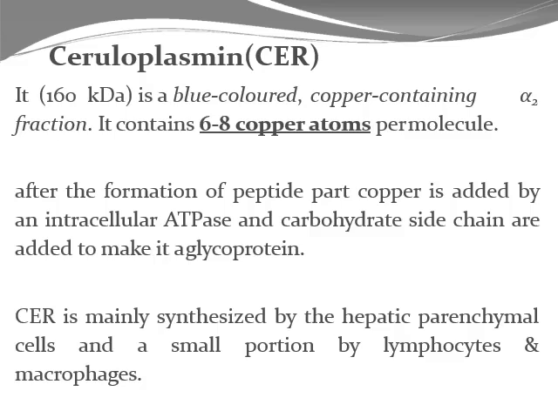The next one on the plasma protein is something known as ceruloplasmin, or CER. It's a blue colored copper containing protein. It's a part of the alpha 2 globulin, and it contains 6 to 8 copper atoms per molecule. Mainly they are synthesized by the hepatic cells, that is liver cells, and also a small portion can be synthesized by lymphocytes and macrophages.